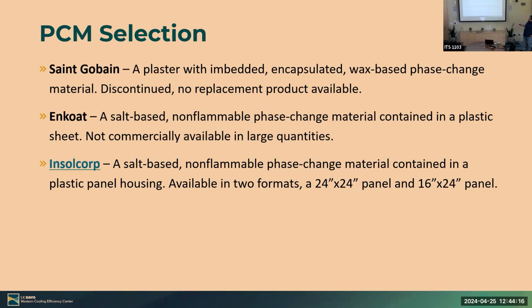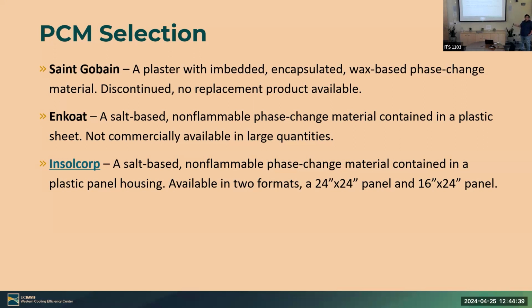That left us with Insul Corp, which was already being mass manufactured, at least for industrial use, I think in roofs. It's a salt-based, non-flammable phase change material in a plastic housing, given in multiple form factors, 24 by 4 and 16 by 24. And this was readily accessible. We were just able to buy it off the shelf.